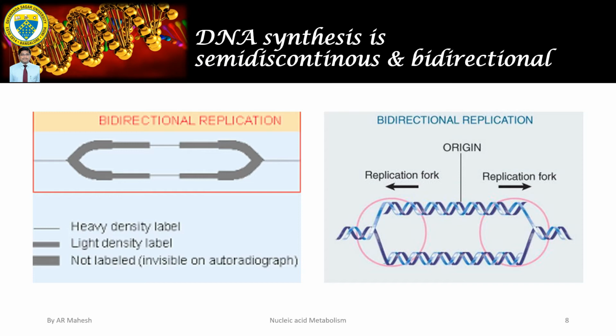We have to remember that DNA synthesis is semi-discontinuous and bidirectional. We call it semi-discontinuous because on the leading strand it is continuous and on the lagging strand it is discontinuous. And we also have to remember that DNA synthesis is bidirectional. That means replication takes place on both sides of the replication fork.